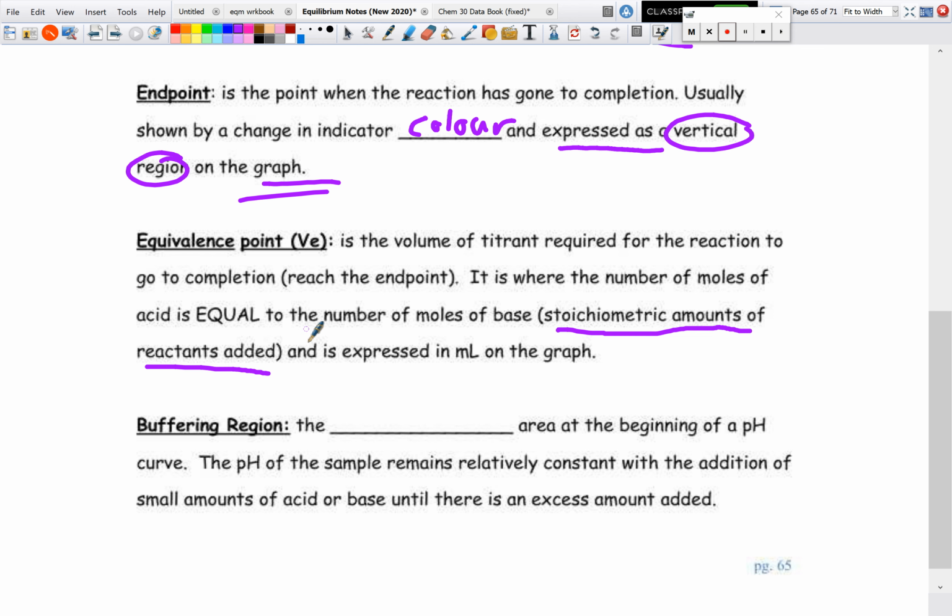Now, a new thing that we're going to be looking at, a buffer region. So we already know the endpoint is the vertical region. So remember, vertical is up and down. So if we see a sharp change right here, that is going to be the endpoint. Now the buffer region is going to be a horizontal region. So basically a flat region at the beginning of a pH curve, when the pH of the sample remains relatively constant with the addition of small amounts of acid and bases.